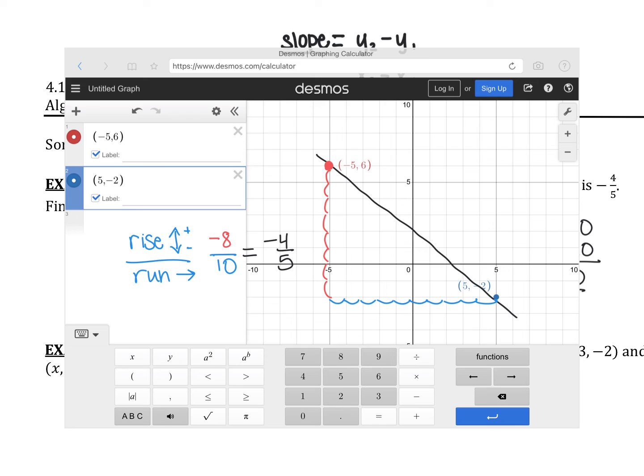We wanted to find a y value that made that point give me the slope of negative 4/5. So it's perfect. Okay, I would like you to hit pause on the video and try example 2 with your seat partner and see what you come up with. And then when you think you have it, return to the video.